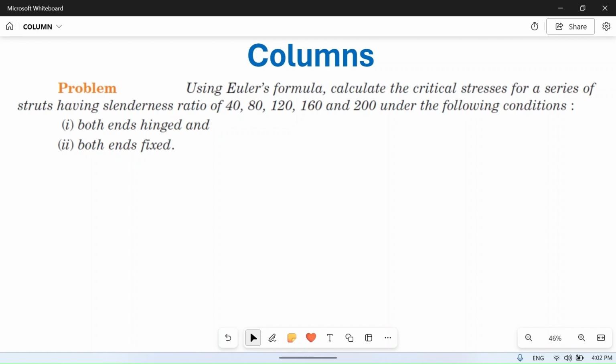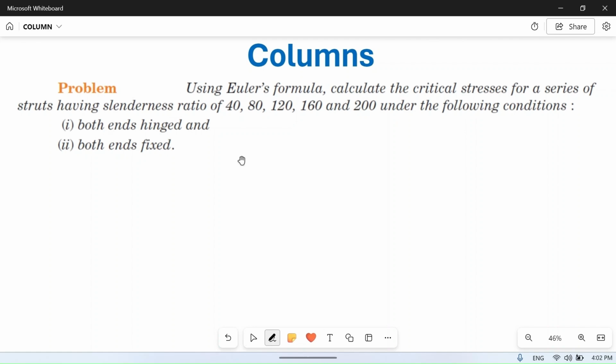Okay, so let's read the problem. Using Euler's formula, calculate the critical stresses for a series of strut having slenderness ratio of 40, 80, 120, 160 and 200 under the following conditions. First condition is both ends are hinged and second condition is both ends are fixed.